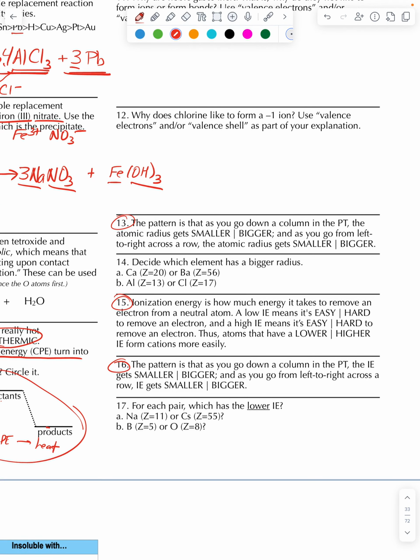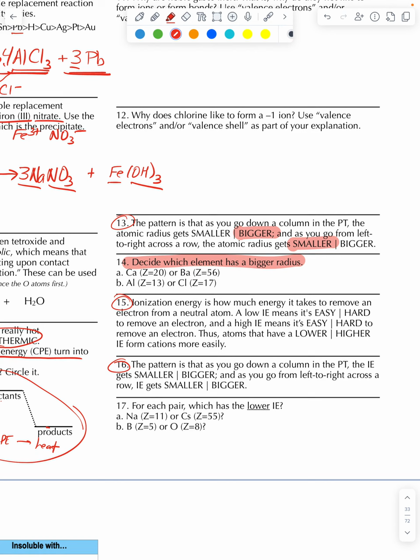All right, let's get to the second column. So some patterns. I'll do these pretty quickly. As you go down a column in the periodic table, what happens to the atomic radius? It gets bigger. When you go left or right, the radius gets smaller. Okay, since I don't have a periodic table, I'll kind of skip that. But know how to do them because I'll provide you a periodic table. I just don't want to have you memorize where those are in the periodic table.